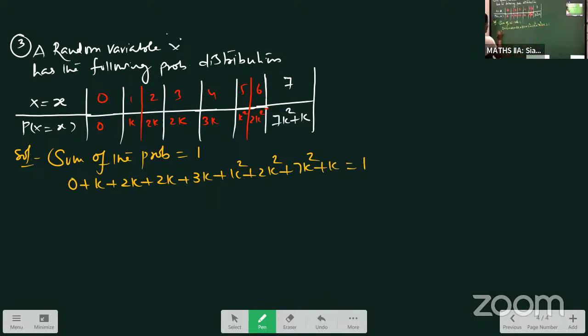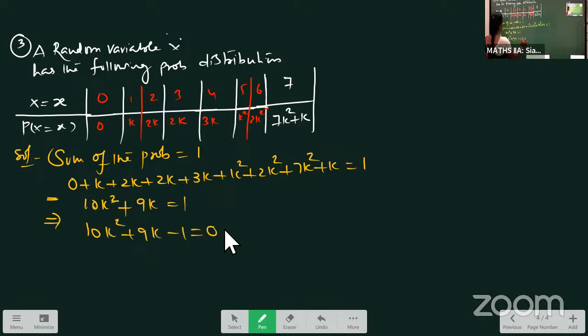1. Now, K square plus 2K square is 3K square, 3K square plus 7K square is 10K square. Now 2K plus 2K, this is 5K, 8K, 9K, and 1. Now this can be written as 10K square plus 9K minus 1 is equal to 0. Do the factorization for this. Then here 10K square plus 10K minus K, you will get the 9K, minus 1 is equal to 0.